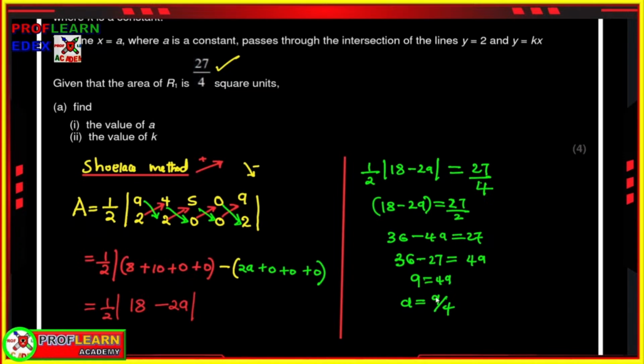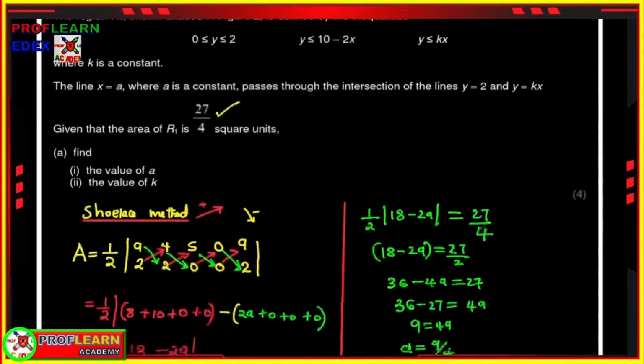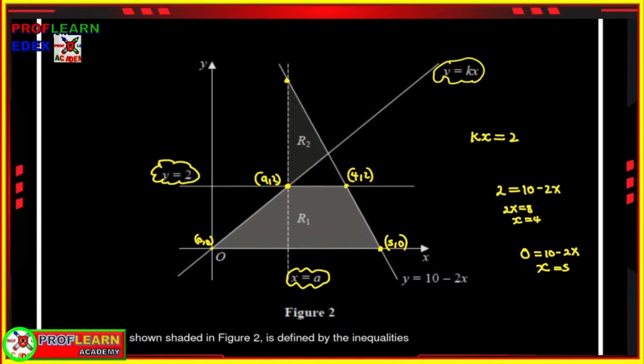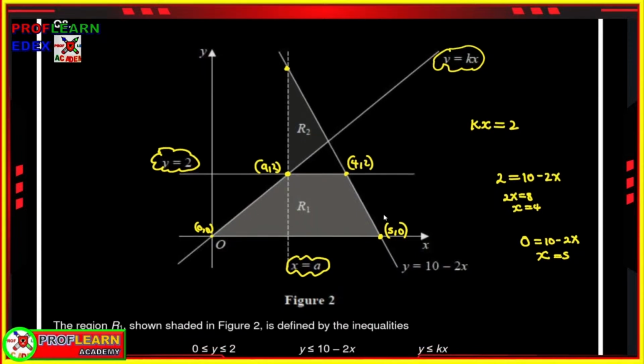9/4, like that. So that is how we apply the shoelace method. The key area to remember when you're applying the shoelace method is the way you multiply. And that's why I've decided to use different colors so that you can see how you go about it. Now, here we are. We have the value of a. And this value of a is 9/4.